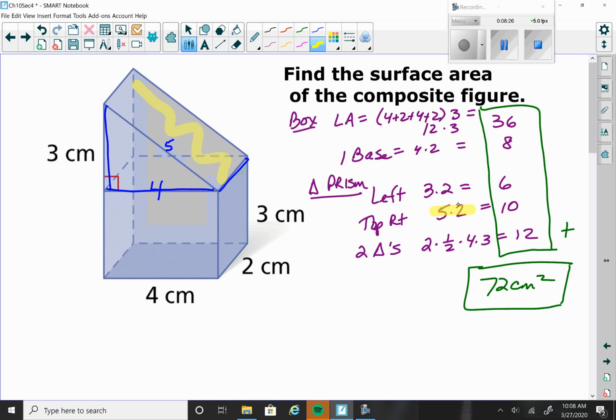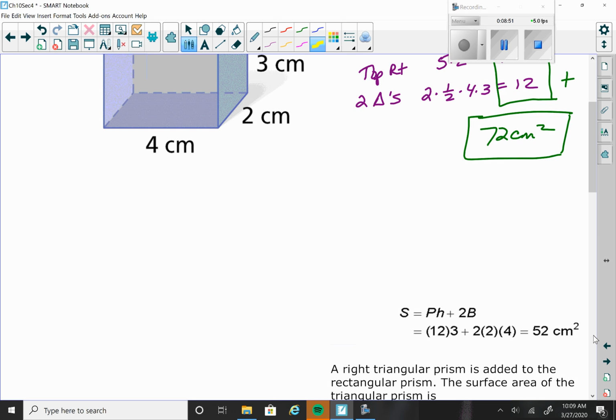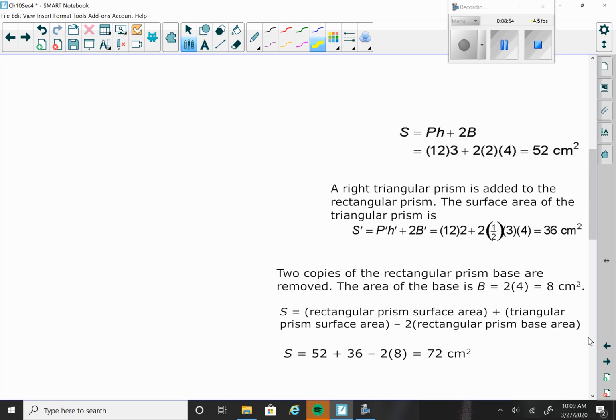And then I have two triangles, the triangle in front and the triangle in back. So again, the two triangles, 2 times, and again, a triangle is 1/2 base times height. So I get 12 for the area of those two triangles. Then when I add all of those surfaces together, I get a total surface area of 72 centimeters squared. As far as composite figures go, this one is relatively easy. So we're going to try another one that's a little bit more challenging. But before I get down there, here's another example of all the work written out with an explanation.